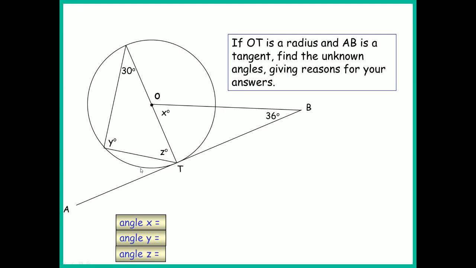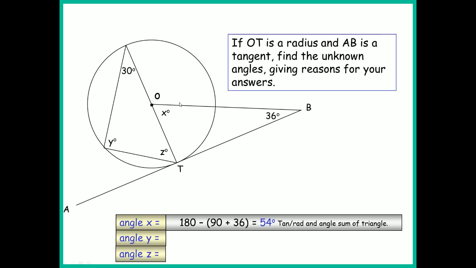Let's test it out. If OT is a radius and AB is a tangent, find the unknown angles, giving reasons for your answer. Okay, we're going to start with angle x. Well, the first thing we can say is that this angle OTB is going to be a right angle. And if we know that's a right angle, then we can add 90 and 36 together to give 126. And then we can take that away from 180 because that is a triangle in there. So 180 minus 90 minus 36 will give me 54. Great, easy peasy, no worries.